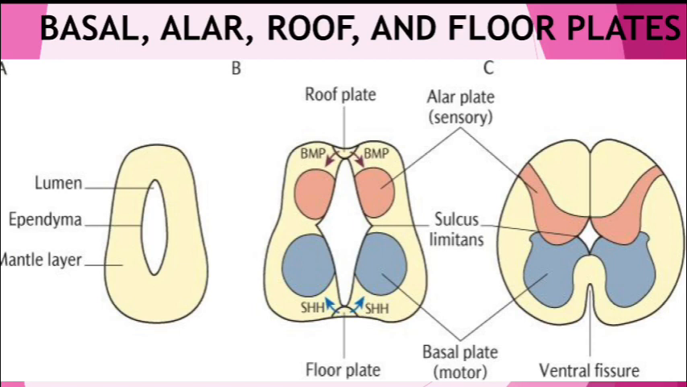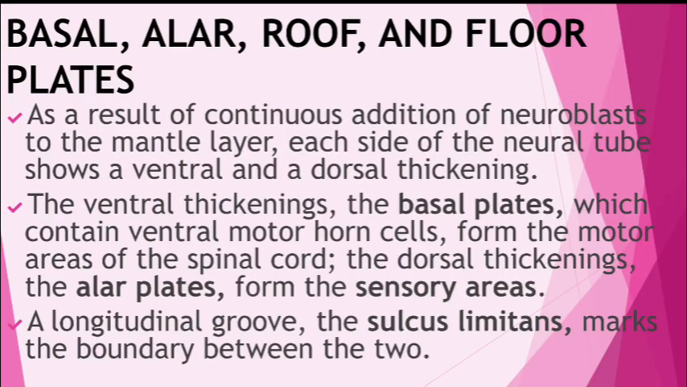Regarding the basal, the alar, the roof and floor plates, you must remember that as a result of continuous addition of neuroblasts to the mantle layer, each side of the neural tube shows a ventral and a dorsal thickening. The ventral thickening is what we call the basal plates, you have them by the right and the left. The basal plate contains ventral horn cells. These ventral horn cells are motor cells, so we say they are ventral motor horn cells, and they form the motor areas of the spinal cord.